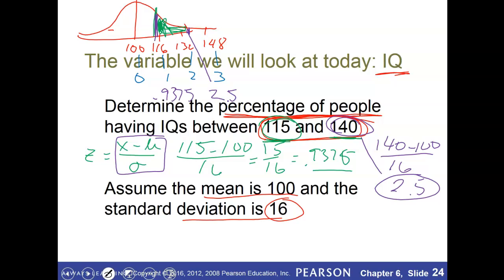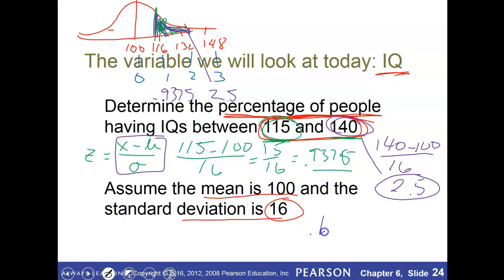And so now we want to find the area between those two z-scores. So this is where we're going to pull out our graphing calculator. On my graphing calculator, I'm going to press second vars and scroll down to normal CDF. This is what we covered in assignment 6.2. My lower limit is 0.9375. My upper limit is 2.5. And then I'm going to figure out what that area is, which is 0.168.